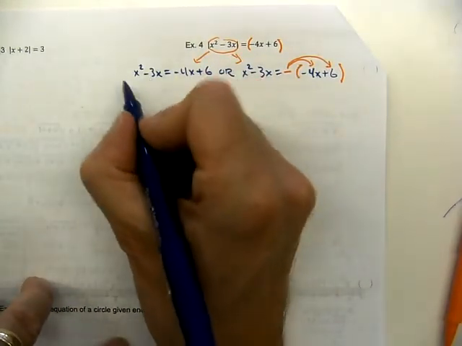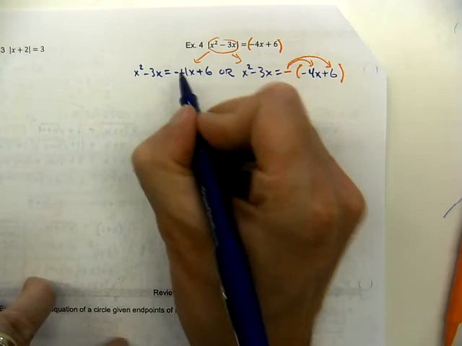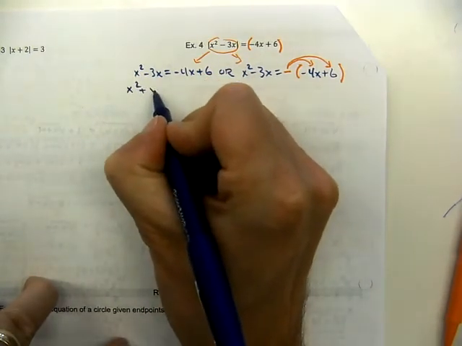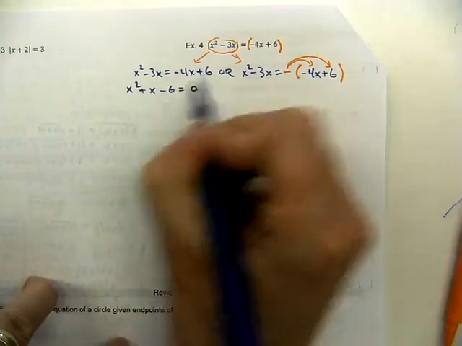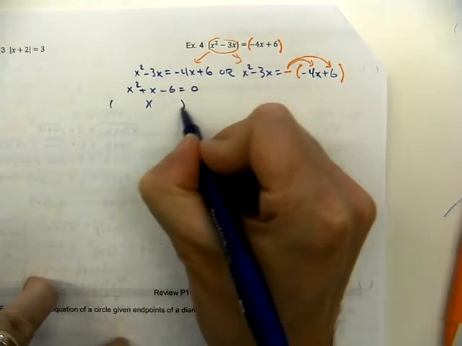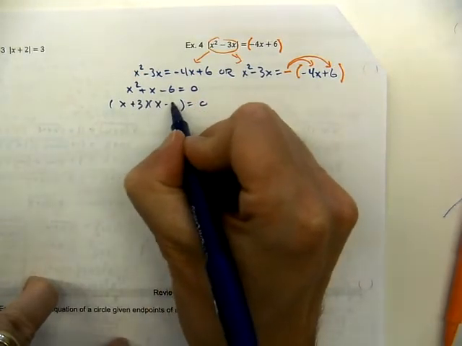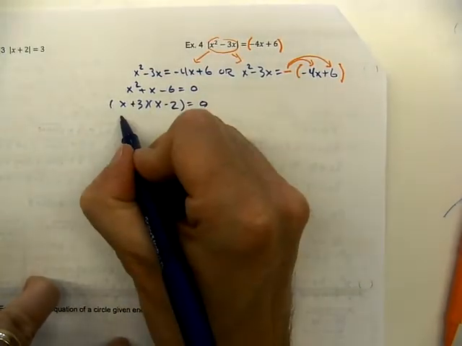We'll bring all the terms to the left-hand side. So I'm adding 4x to both sides. I'm subtracting 6 from both sides. We get x squared plus x minus 6 equals 0. And that's a factoring problem that we just saw in the previous example.